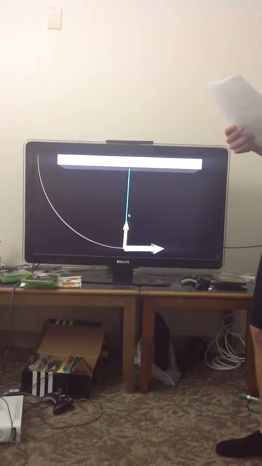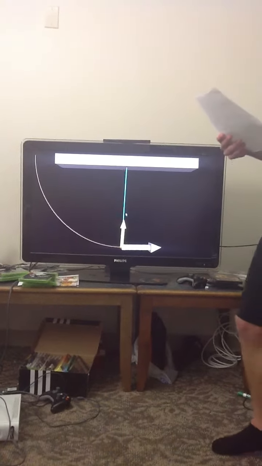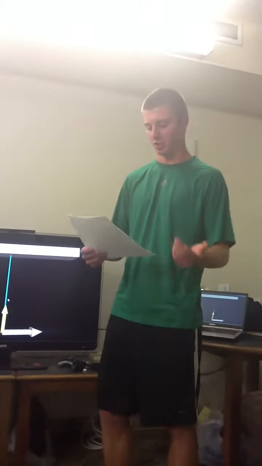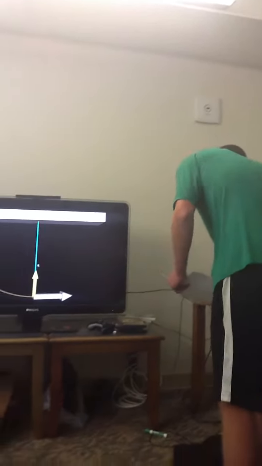So the force of tension at the bottom, use the same equation pretty much: the centripetal force equals the tension plus the gravity. And yeah, so the force of tension ended up being about 2,354 newtons to pull up.